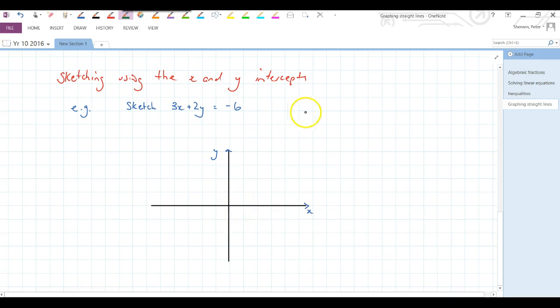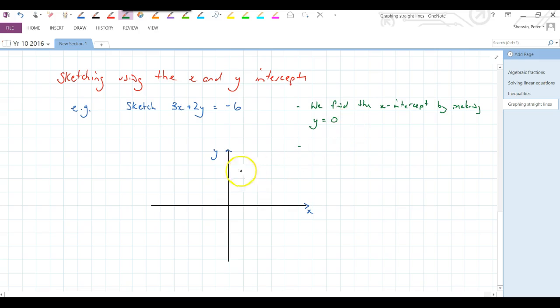Firstly, we need to understand something. We find out where a line hits the x-axis by making y equal to 0. So we'll look here on the x-axis. On the x-axis, the value of y is 0, isn't it? All the way along here. And so we find the x-intercept by making, or letting, y equal to 0. Alright, so that's that.